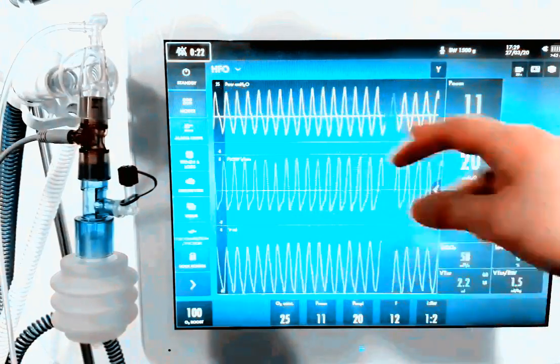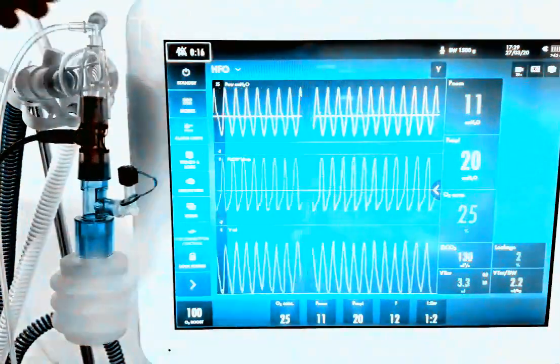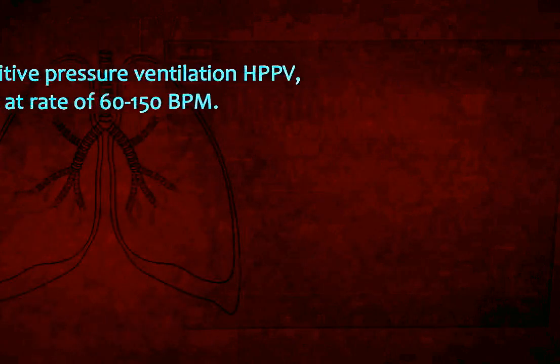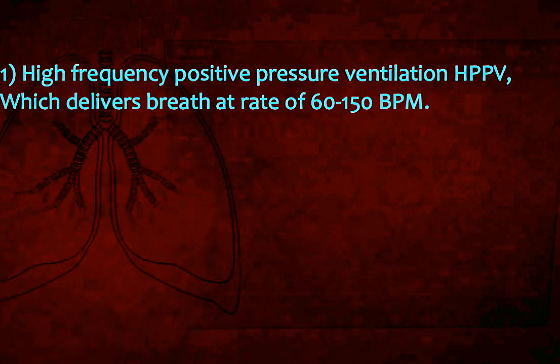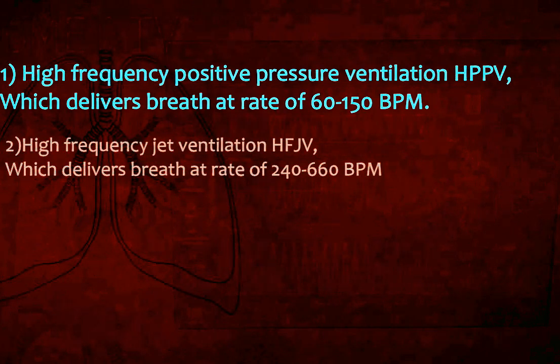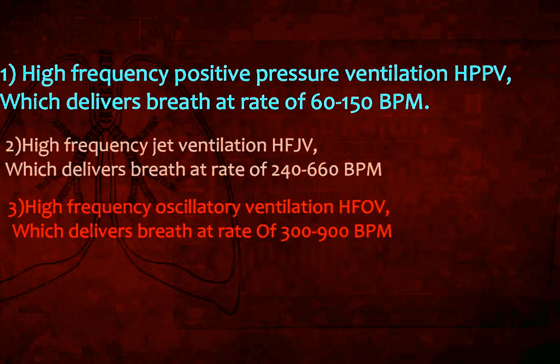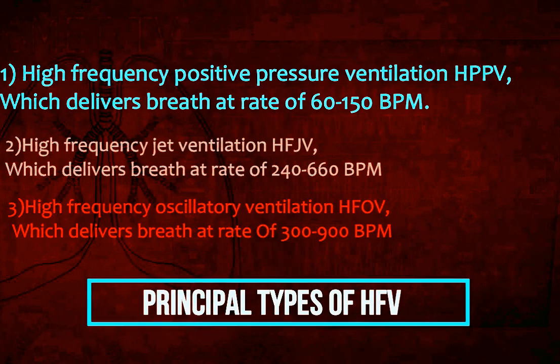HFV is a new technique of ventilation that uses respiratory rates that greatly exceed the rate of normal breathing. There are three principal types of HFV. 1. High-frequency positive pressure ventilation, HFPPV, which delivers breaths at a rate of 60 to 150 BPM. 2. High-frequency jet ventilation, HFJV, which delivers breaths at a rate of 240 to 660 BPM. 3. High-frequency oscillatory ventilation, HFOV, which delivers breaths at a rate of 300 to 900 BPM.